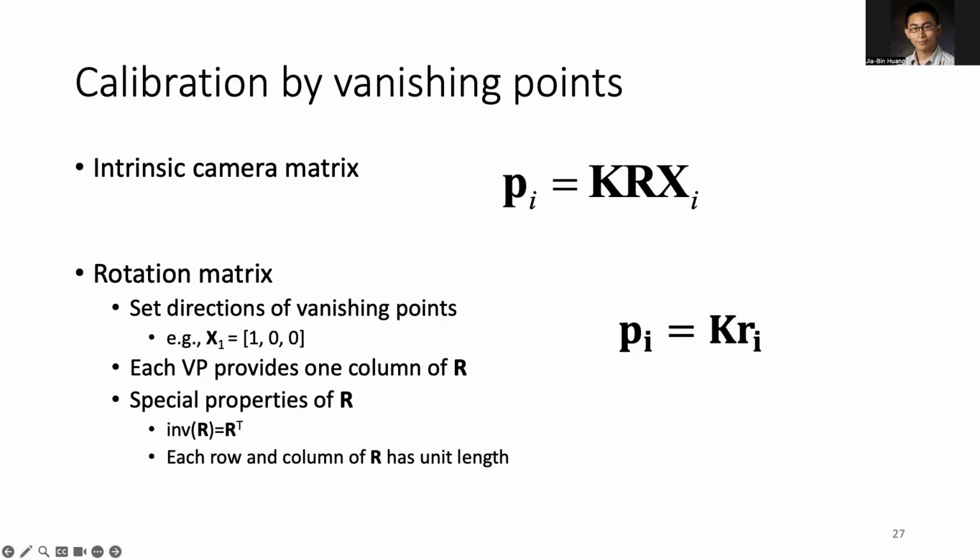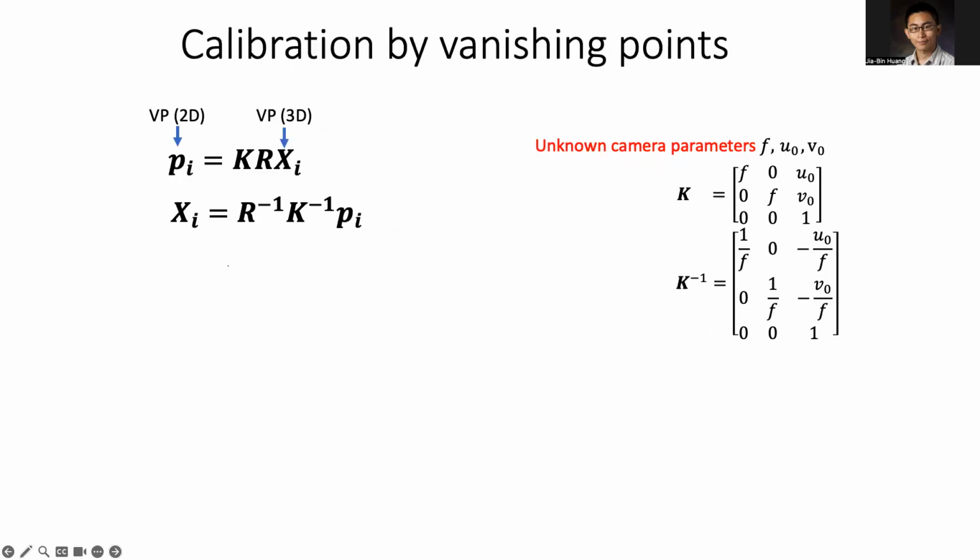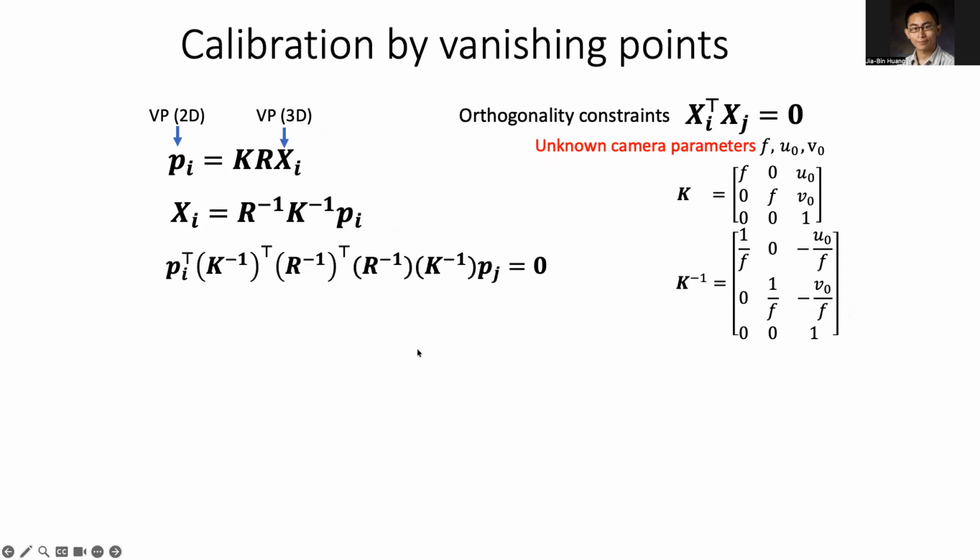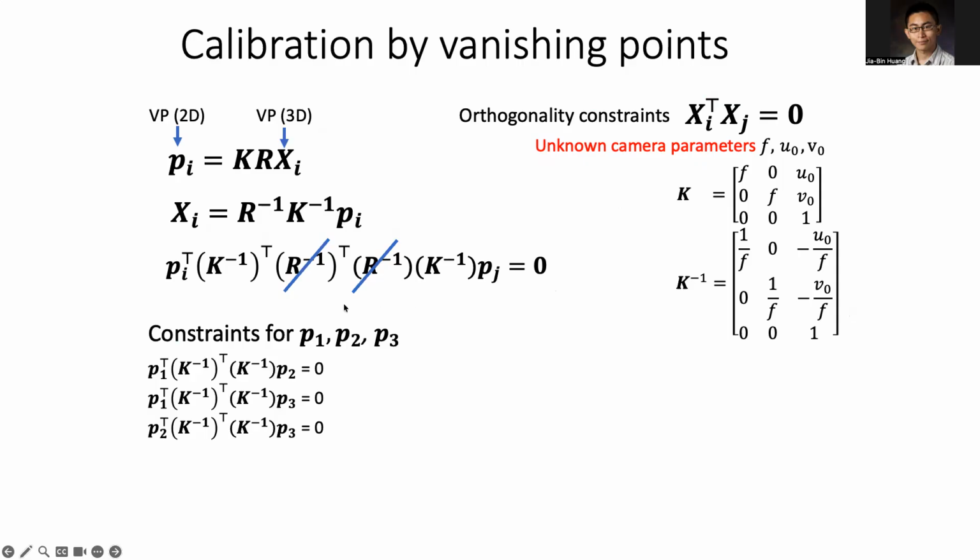Here are more details on what you could do. Again, you have a vanishing point in 3D and a vanishing point detected in 2D. What you do is plug in these three equations, and because you have a rotation here and a rotation here, they can actually cancel out. So for any x, y location of the vanishing points, you have these three equations. Then you have a bunch of algebra.